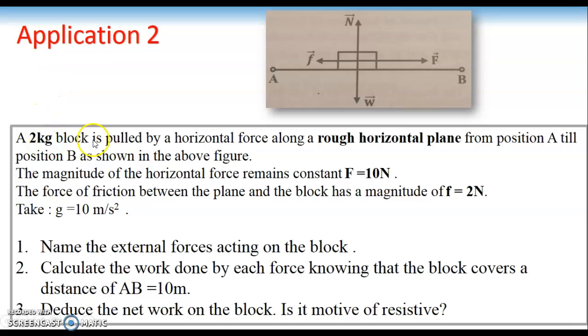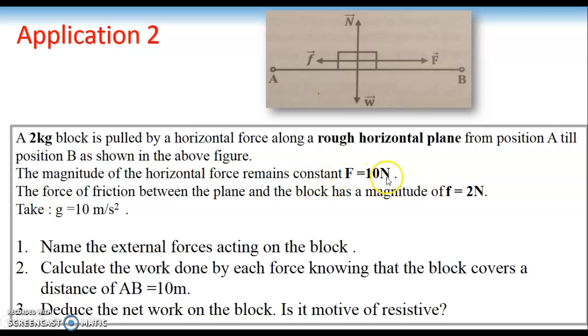Application. A 2 kilograms block is pulled by a horizontal force along a rough horizontal plane from position A to position B. By horizontal force, they mean this capital F. The magnitude of the horizontal force remains constant. This is a very important condition.